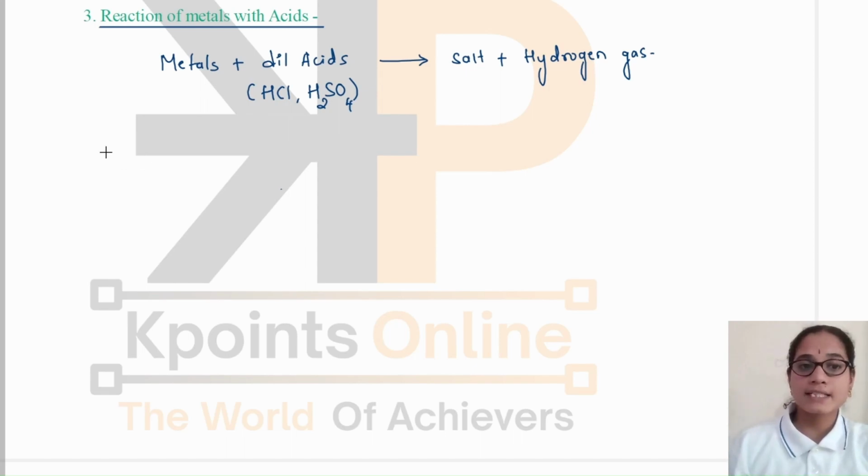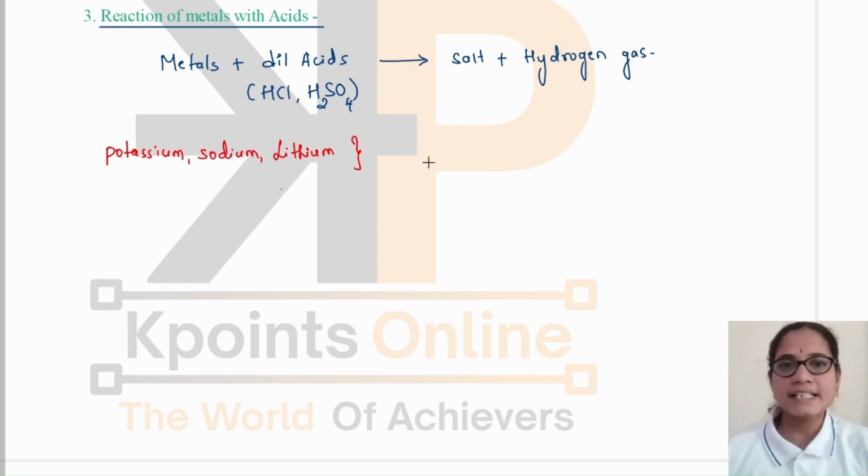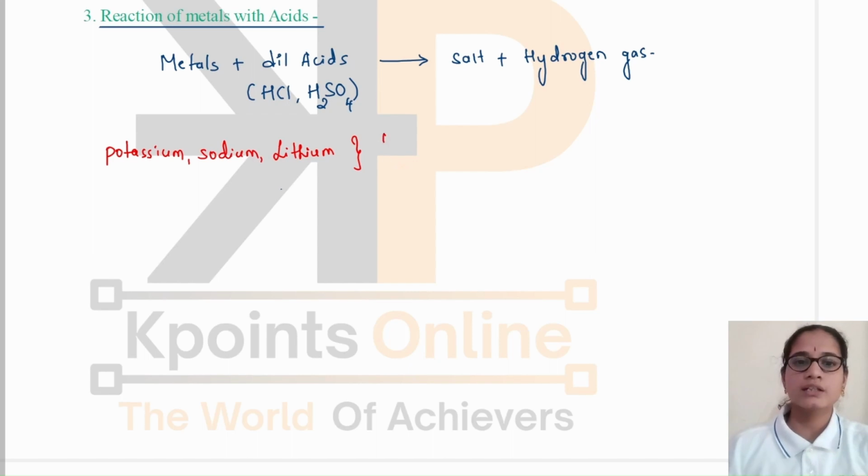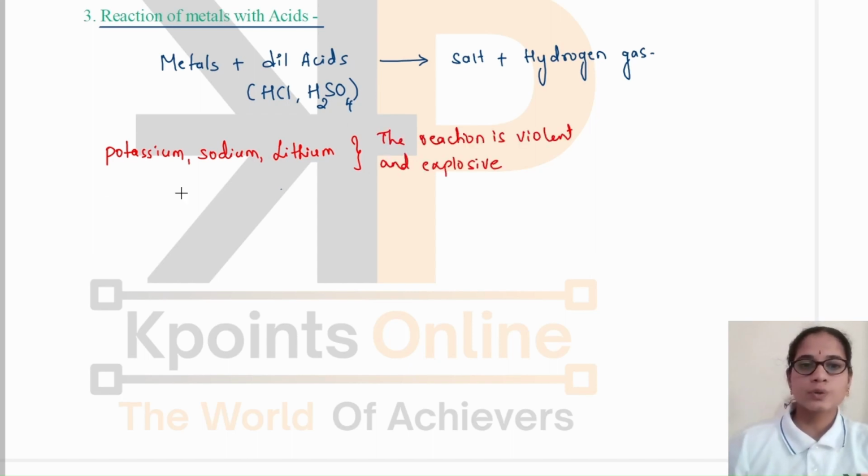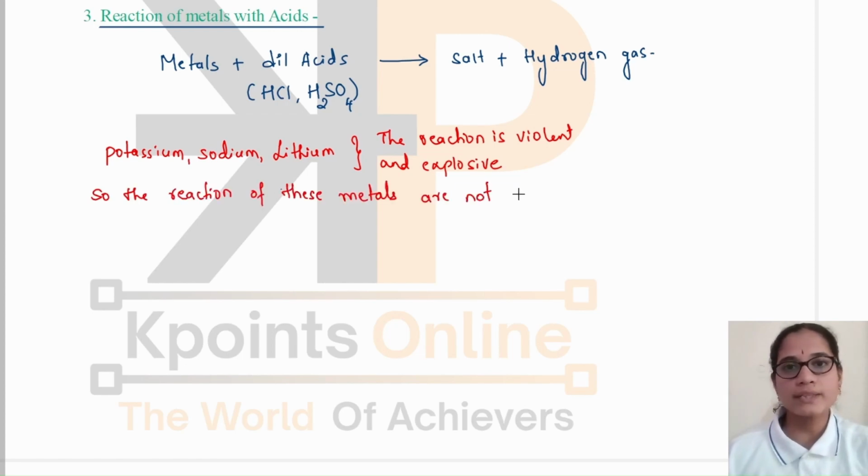The metals potassium, sodium and lithium are highly reactive towards the acids. Once they are put into the acids, the reaction is highly exothermic and very violent. So usually the reaction of these metals with acid is not carried out. The reaction is very violent and explosive, so the reaction of these metals is not carried out with acids.